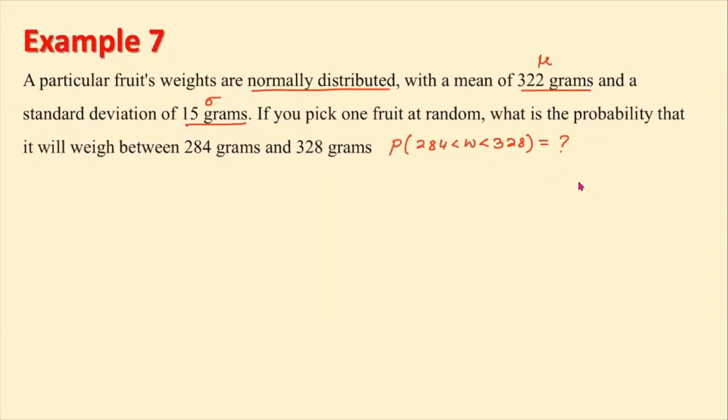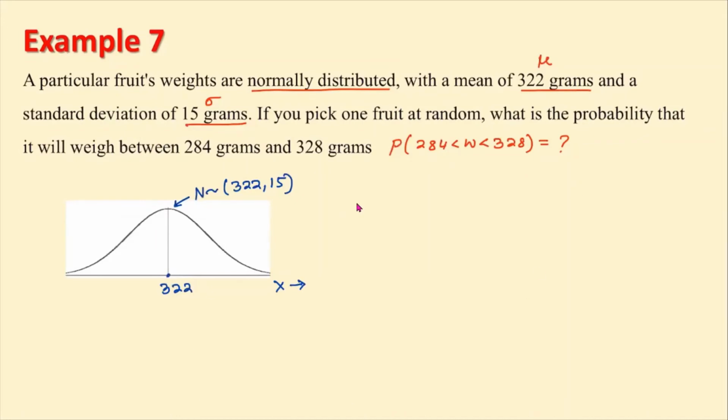In order to calculate the probability, we start by drawing the normal distribution. That's our first step. So here is my normal distribution, with the mean 322 grams and standard deviation 15 grams. Here in the middle we have 322, which is the mean. Along the x-axis we have different weights, x. We want the probability that the weight is between 284 grams and 328 grams.